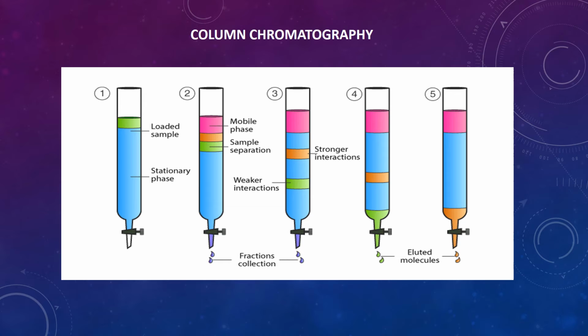Now I want to mention one thing. Depending on the stationary phase used in column chromatography, different types of chromatography can be identified. If the stationary phase used is silica and alumina, then it is adsorption chromatography. If it is ion exchange resin, then it is ion exchange chromatography. If the stationary phase is a ligand, then it is affinity chromatography, and if the stationary phase used is porous beads, then it is gel permeation chromatography.